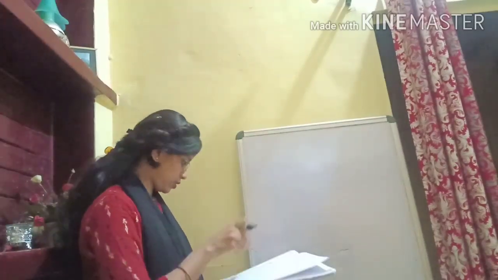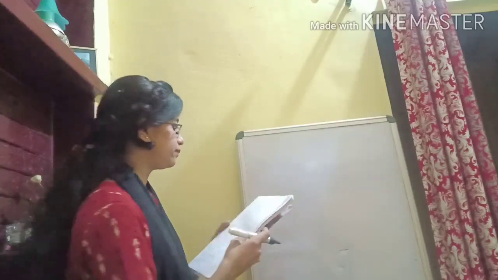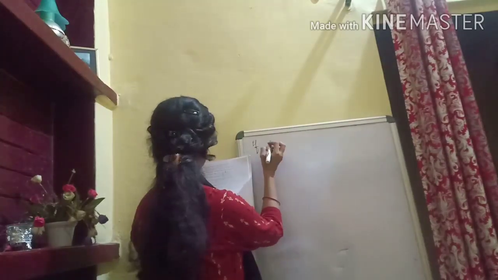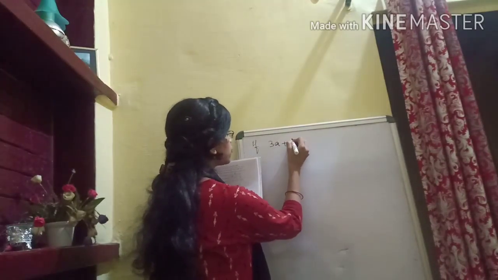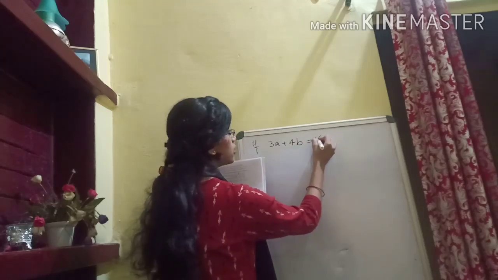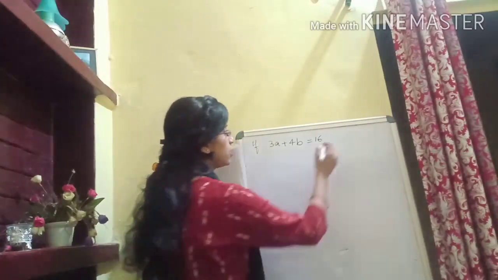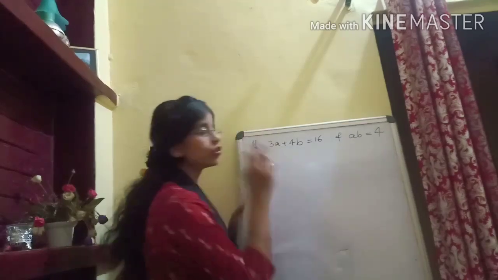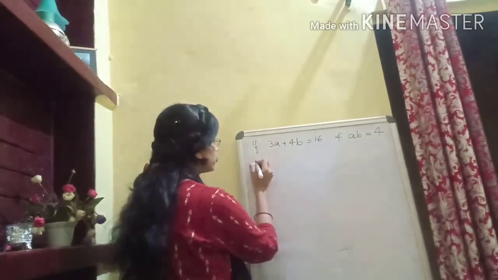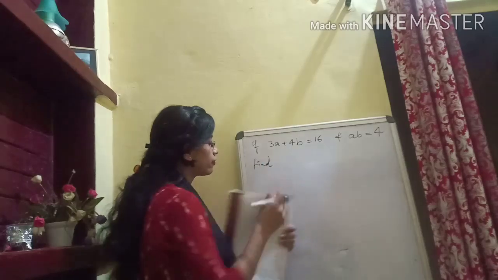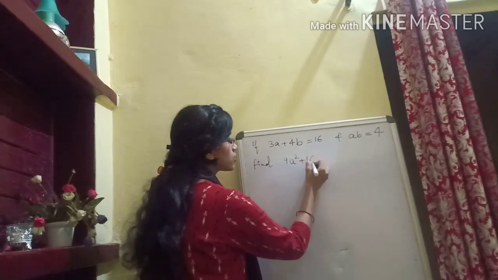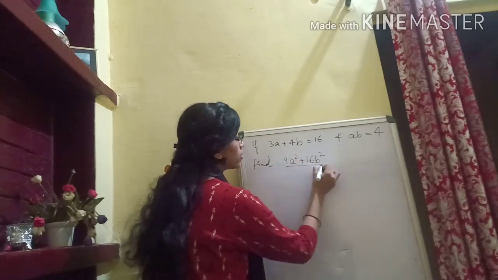Okay, so here I have one more question. The information given is: if 3a plus 4b is equal to 16, and a into b is given as 4, you need to find the value of 9a square plus 16b square.